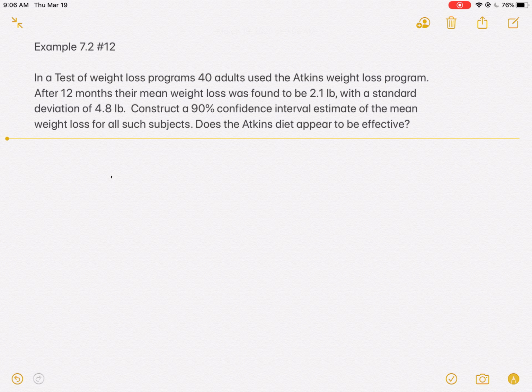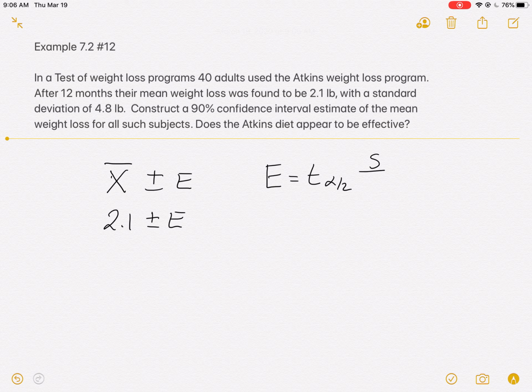So as we go to do this problem, we focus on the question. They want a 90% confidence interval estimate for the mean. So right away we know it's the sample mean plus or minus the error. They've already given us the sample mean of 2.1, so the only thing that we need to do is calculate the error. Well, we only have two error formulas that we're going to need to choose between, and we're not going to choose the one with p's in it, because p's means proportion, and we're not dealing with the proportion, we're dealing with the mean. And so it's going to be this t alpha over 2 times s over root n formula.